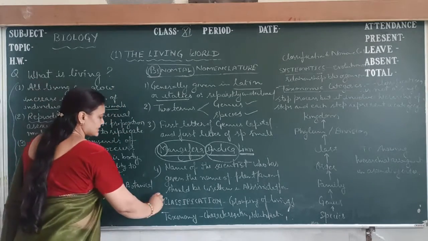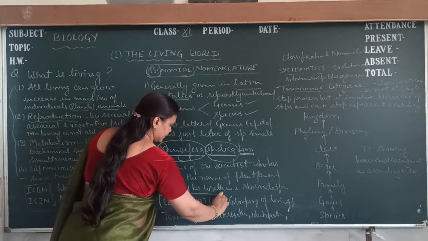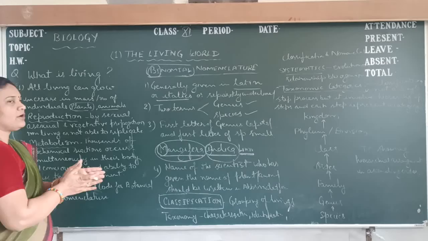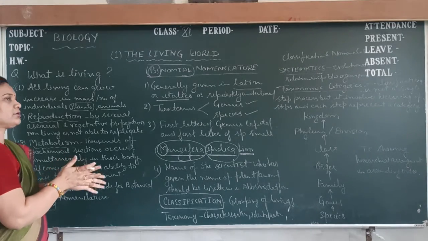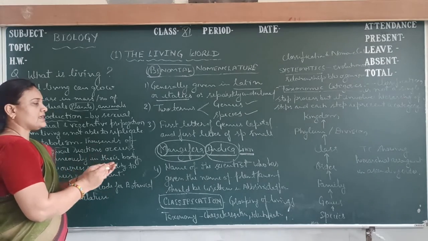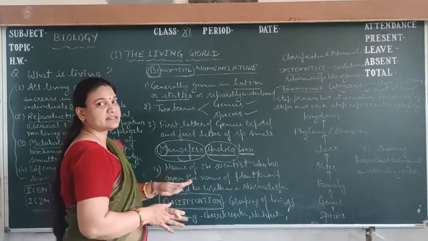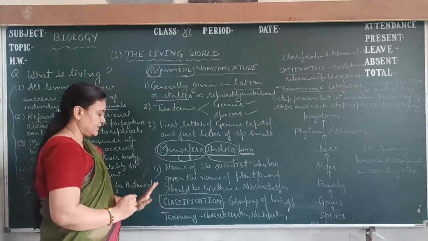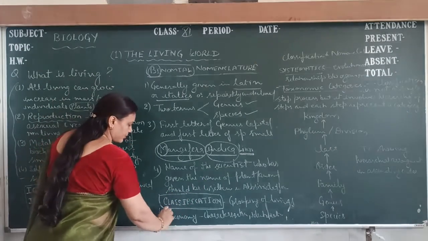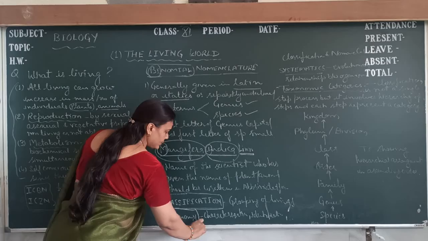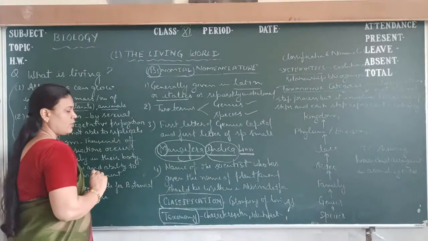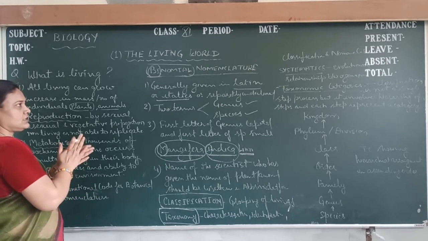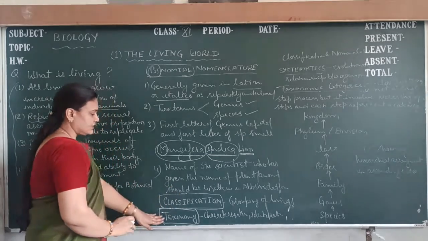Now we come to classification. What is classification? Classification is a process of grouping of livings, grouping of plants or animals on the basis of their differences and similarities. This process is known as classification. And the next one is taxonomy. What is taxonomy? Taxonomy is the branch of biology which deals with classification. And what steps does taxonomy involve?